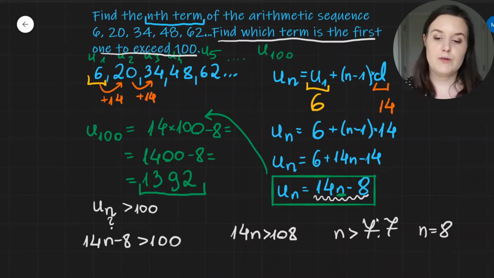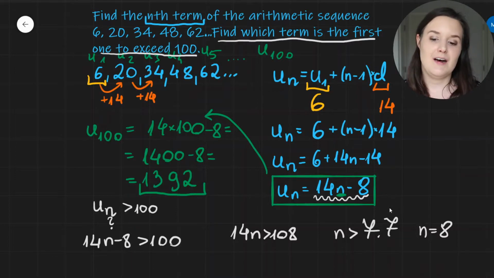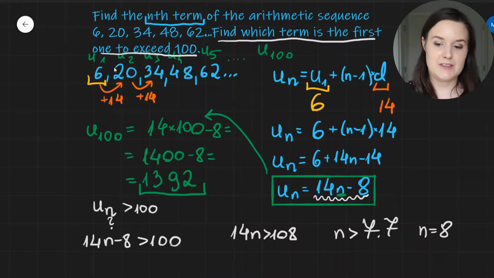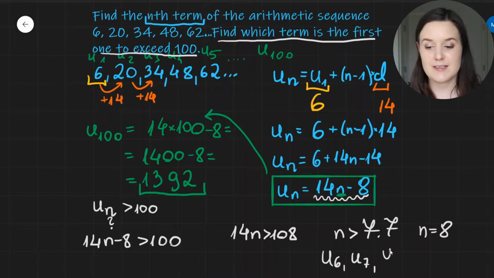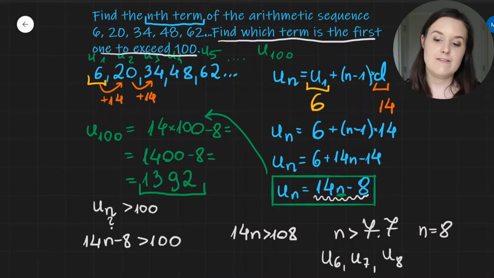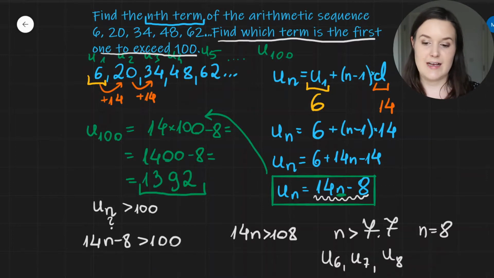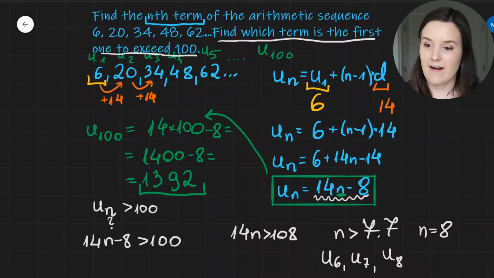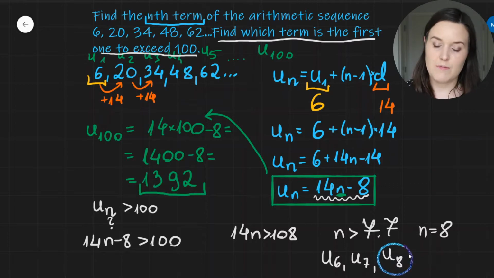Well, you can't have n equal to 7.7 because n means the number of the term, and the terms are the 6th one, the 7th one, and then the next one is the 8th one. So if I know that it is after 7, that means that the 8th term is more than 100.